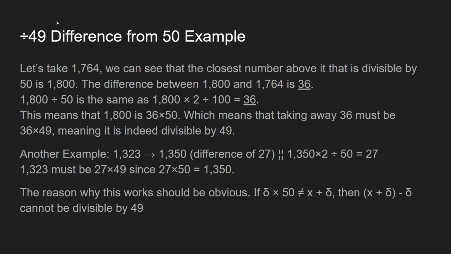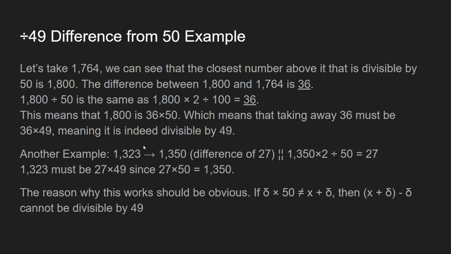You see why this works? You see how cool it is, right? So because we got to this point right here, which is 1,800, by doing 36 times 50, and by taking away 36, turning it into 36 times 49, we get the original number. That means that this is divisible by 49. Isn't that cool? Okay, so here's another example.